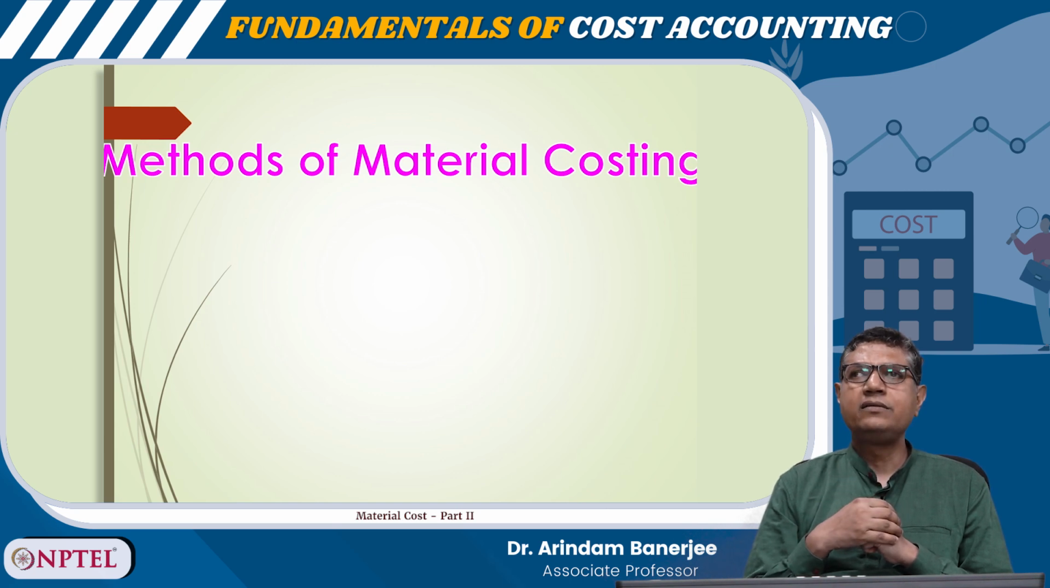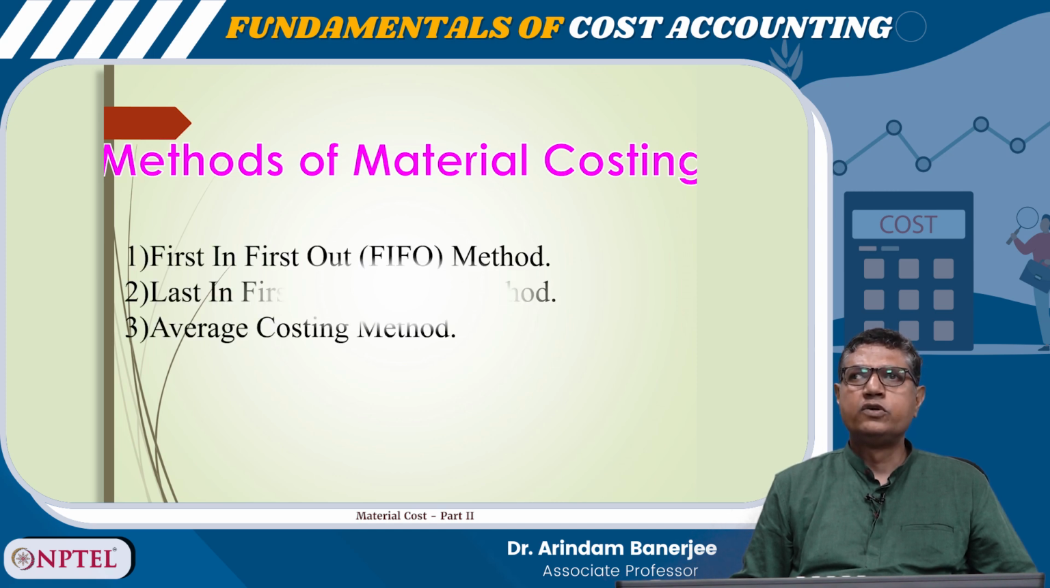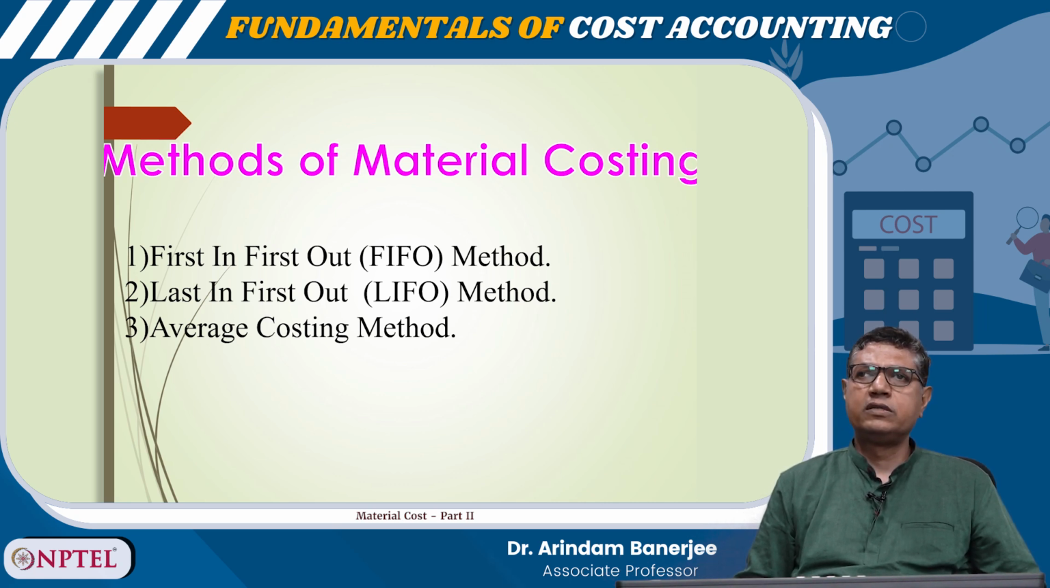Now, once this order has been placed and the stock has arrived in the store, then we need to calculate the cost of material, right. So, how do we calculate the material cost? There are three methods which we will discuss. The first one is the first in first out or FIFO method. The second one is last in first out or LIFO method, and the third one is the average costing method.